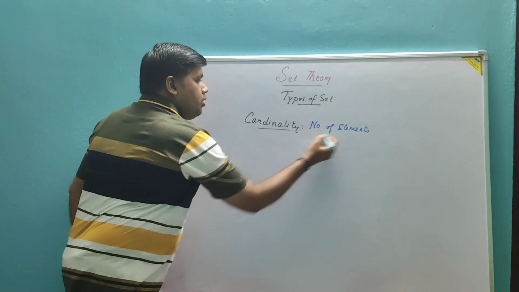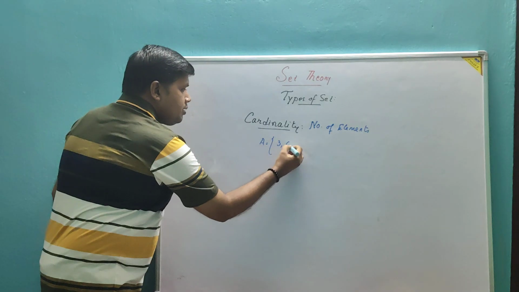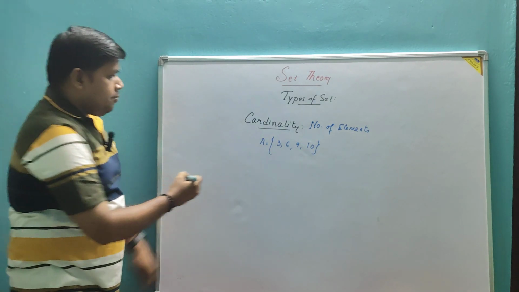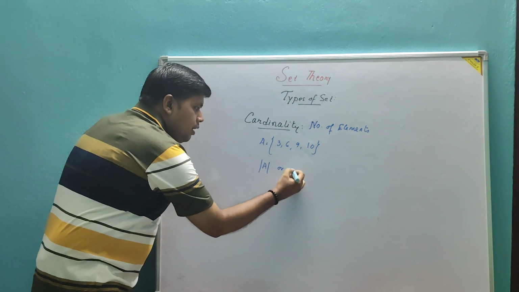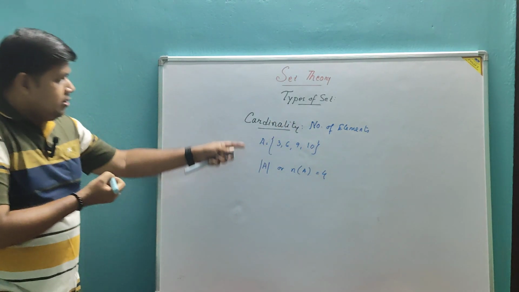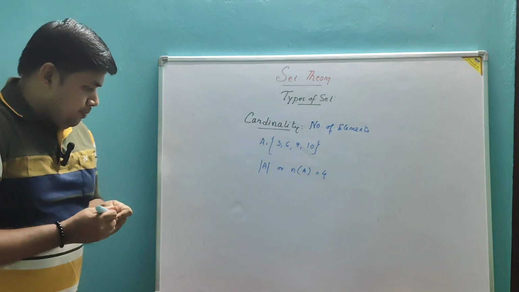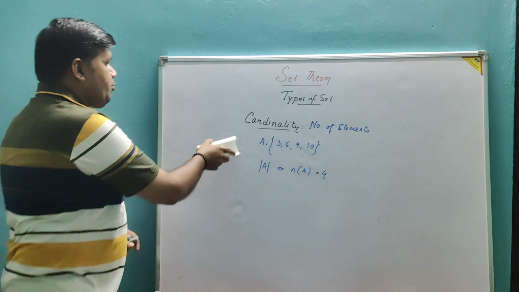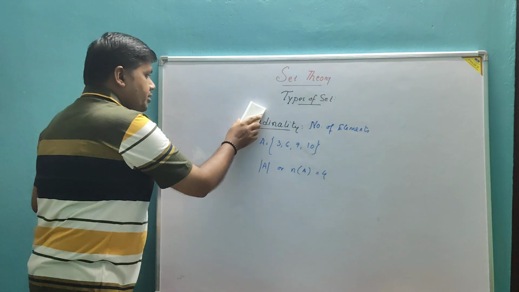Now, for example, we have a set A having elements 3, 6, 9, 10. So the cardinality of A is represented by n(A), which is equal to 4. That means the total number of elements present in a particular set is called cardinality. Now let's move on to the types of sets. We will use the term cardinality in our subsequent discussions.